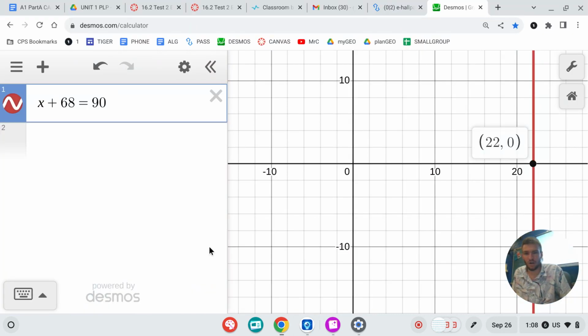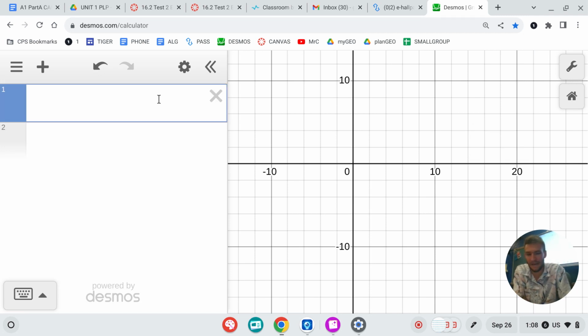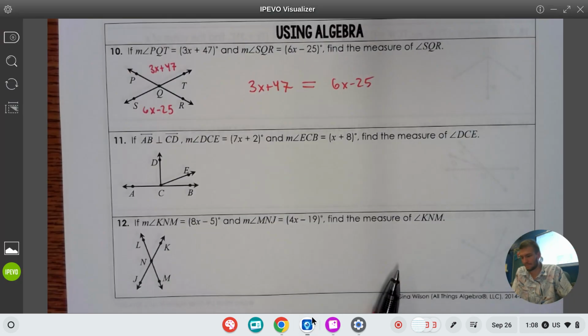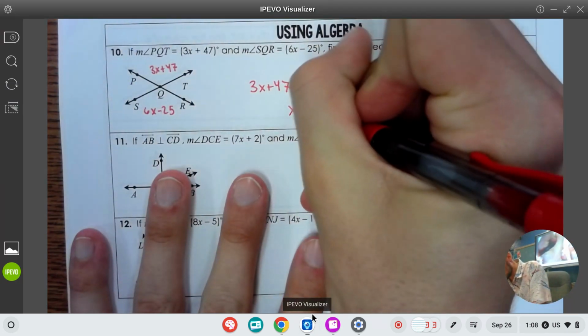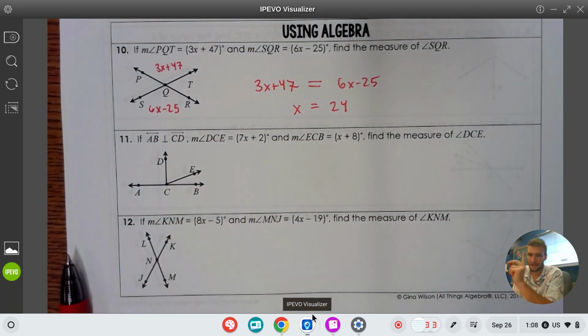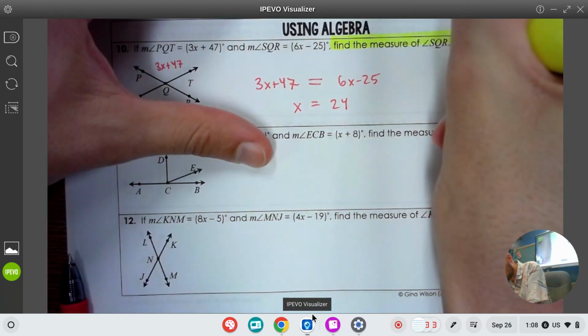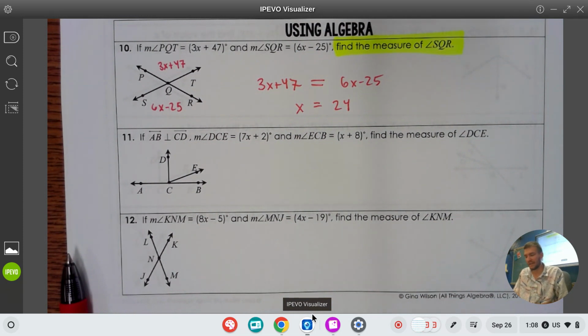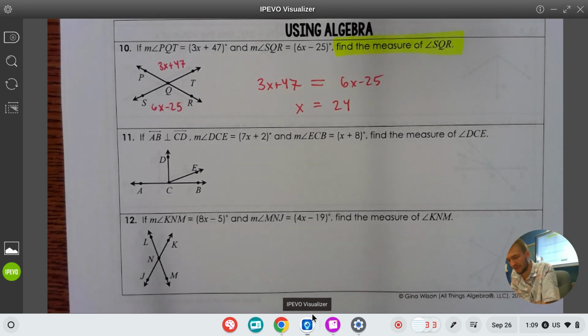Just imagine those poor kids back in the old days, like Mr. Collier, who had to solve all this and move both sides. Oh, we're done. 24. All right. Now, I kind of may have tricked you a little bit here because I said, oh, we're done. But we talked about issues on the test with reading directions, we are not done. 24 is not the angle. 24 is the x value.